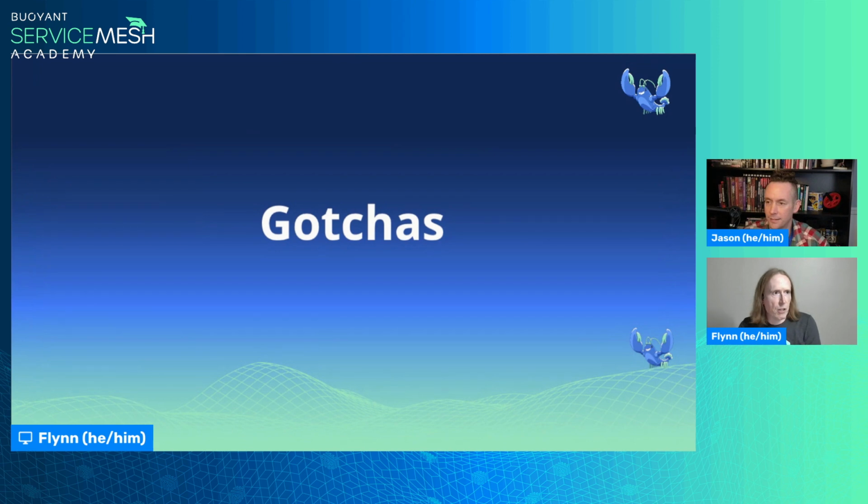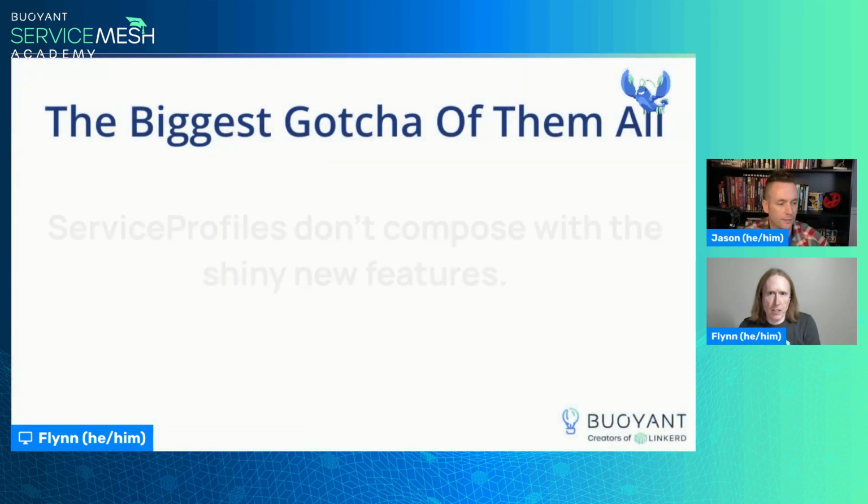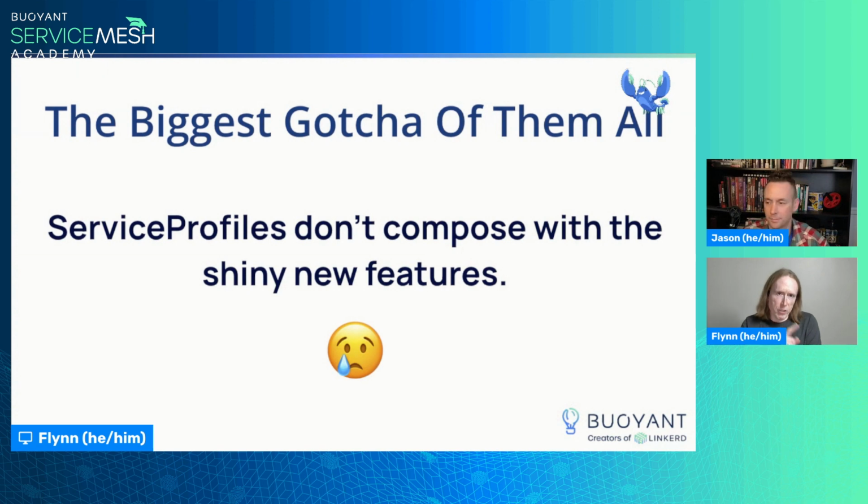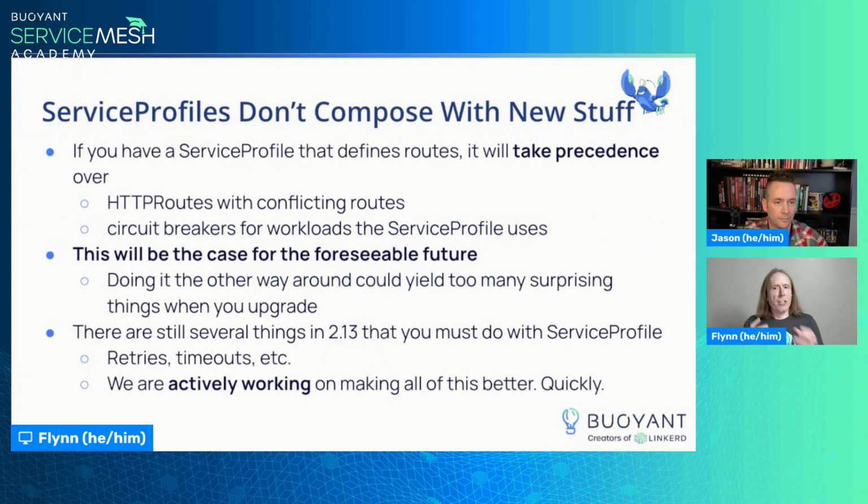The biggest single gotcha in any of this stuff is that service profiles do not compose with these shiny new features. Specifically, what that means is that if you have a service profile and you define routes in that service profile, that will win over HTTP routes on this, for the same paths, and over circuit breakers for workloads that the service profile is using. And this is going to be the case for the foreseeable future, because when we sat down and we thought about it, there were too many bad ways in which having the HTTP route win could really surprise people who were doing upgrades.